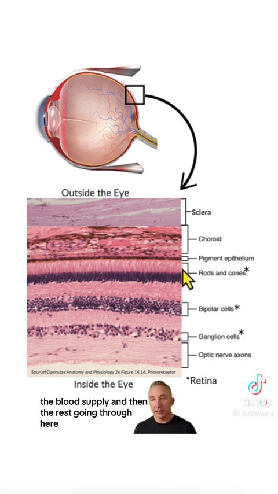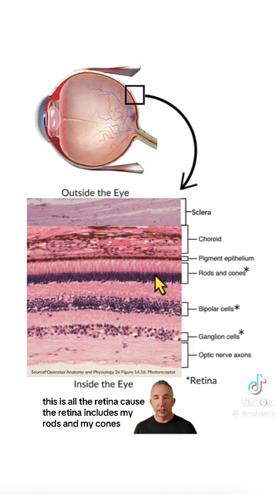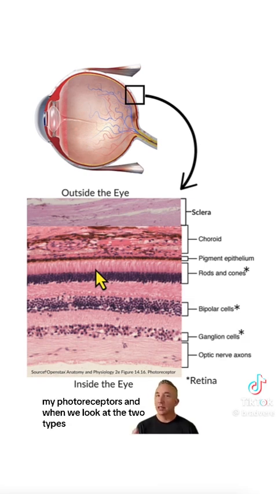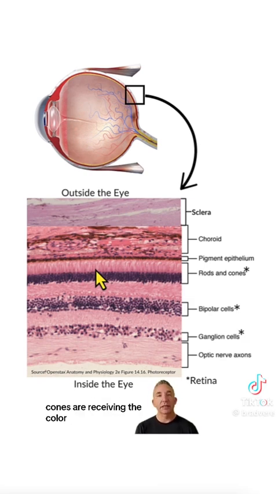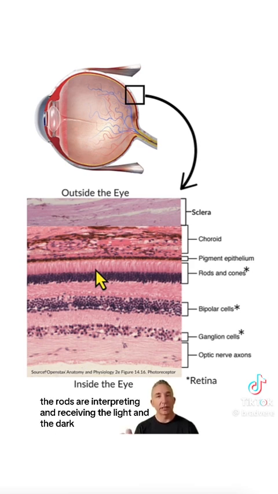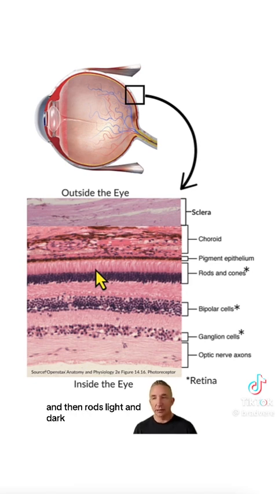And then the rest going through here, this is all the retina, because the retina includes my rods and my cones, my photoreceptors. And when we look at the two types, cones are receiving the color. The rods are interpreting and receiving the light and the dark. So C for C, cones for color, and then rods, light and dark.